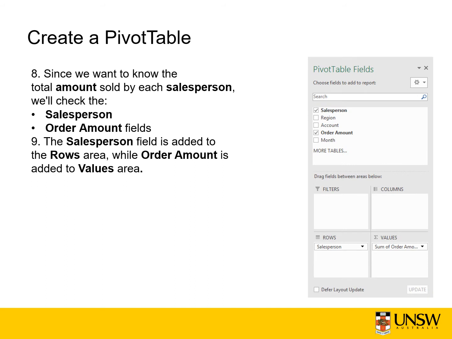As I said, in this example, we want to know the total amount sold by each salesperson. So we will take the salesperson and order amount fields. As you can see, the salesperson field has been added to the rows area, while order amount has been added to the values automatically. Alternatively, you can drag and drop fields directly into the desired area.